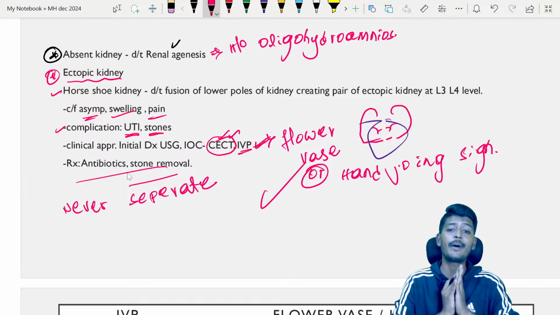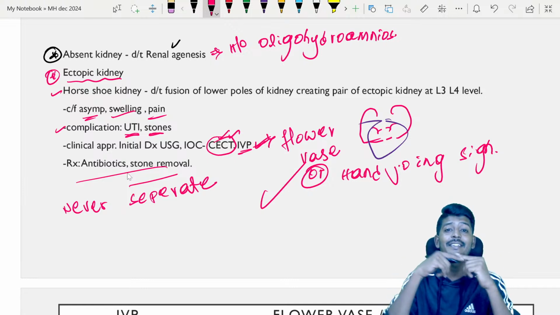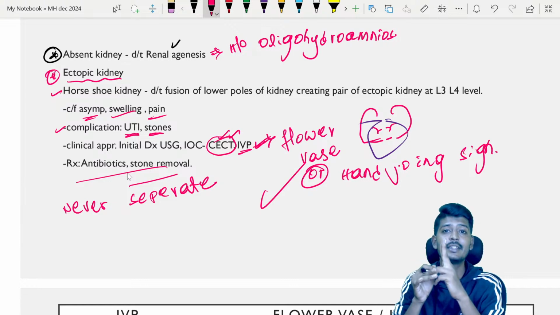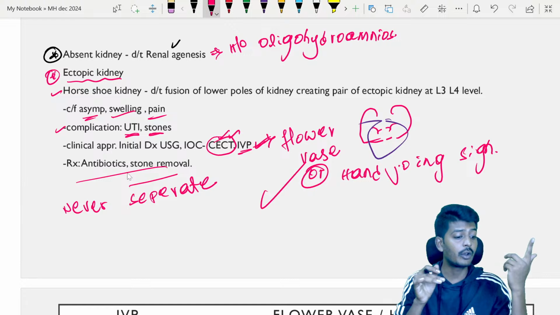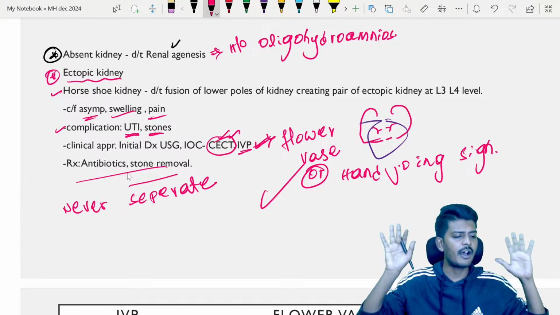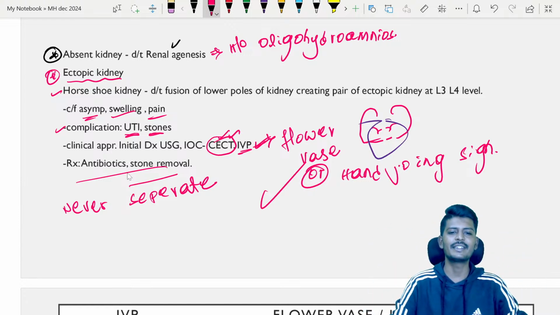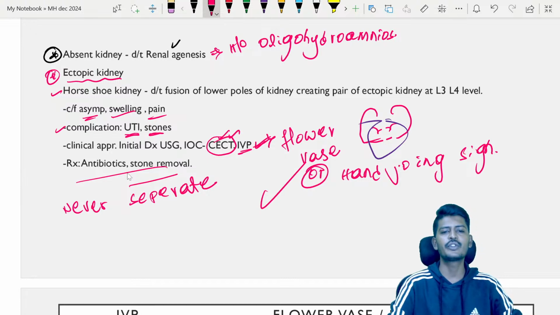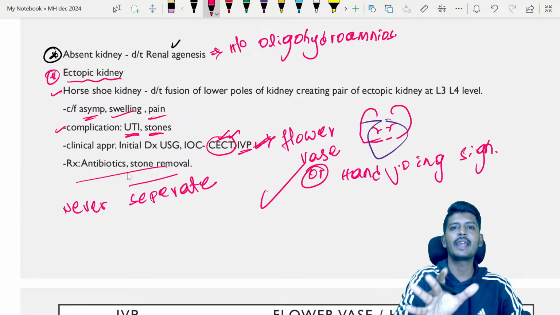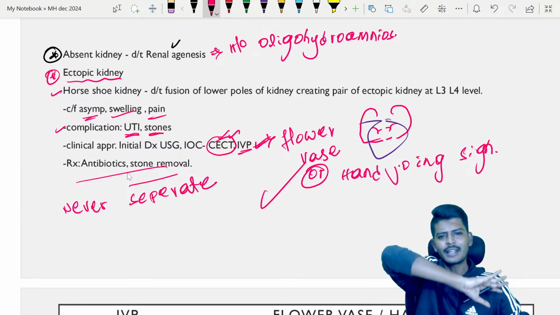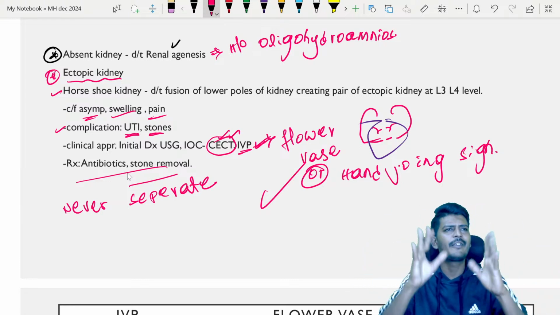There is a problem. There might be blood vessels running. You cut the kidneys into two halves, and if you cut down the blood vessel, one kidney might undergo necrosis. So no division of the isthmus. Never separate the isthmus is the most important point to be remembered in this particular trap.